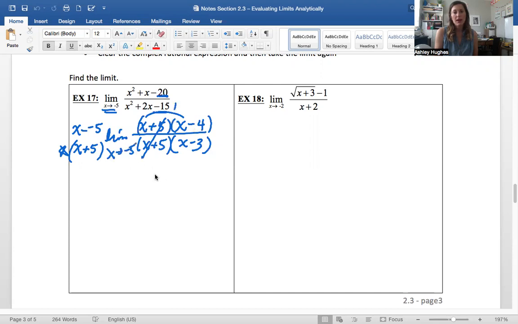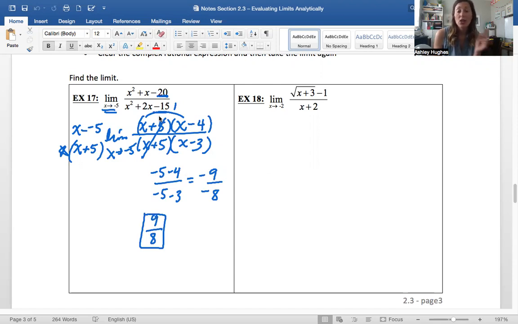I plug in negative 5 in the top and the bottom. So negative 9 over negative 8, which would be 9 over 8. Remember, this is just one method. You could test yourself by putting this into y1 like we did last lecture in a table and plugging things really close to negative 5, like negative 4.99999. Hopefully you're going to get something close to 9/8 if we did it correctly.